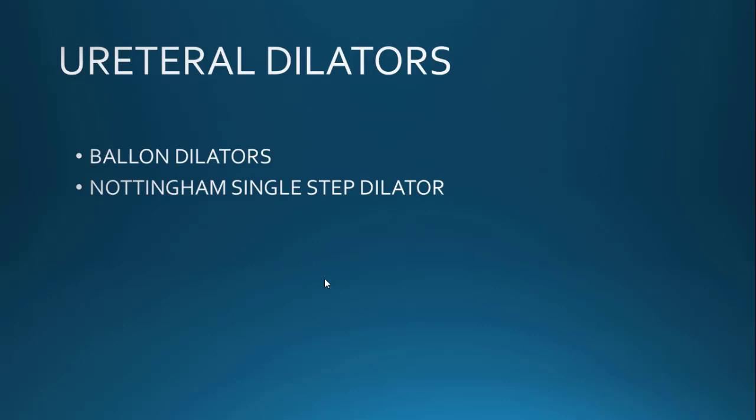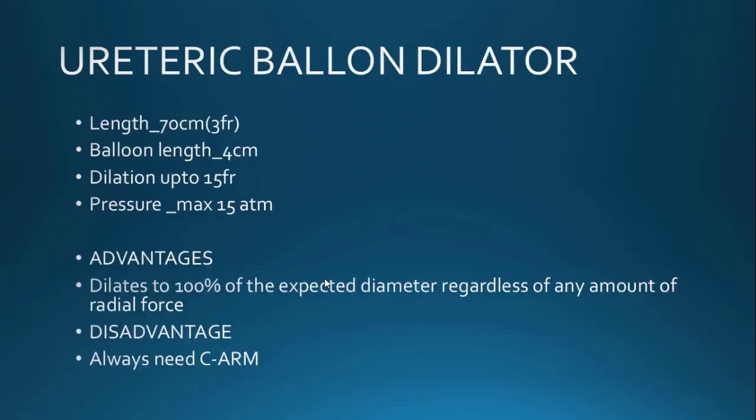Ureteral dilators, they are most commonly balloon dilators, and the second one is Nottingham single step dilator. Ureteric balloon dilator has a length of 70 centimeter, 3 FR diameter. Balloon length is about 4 centimeter. They can dilate up to 15 FR, and the maximum pressure that can be applied is 15 atm.